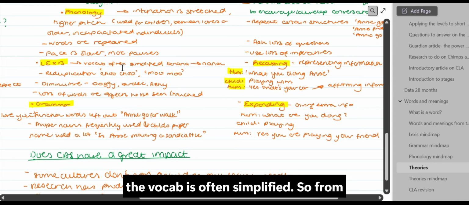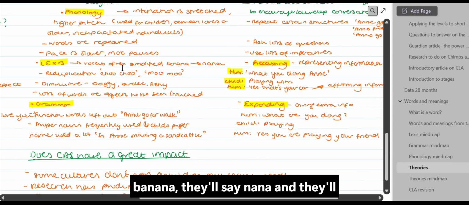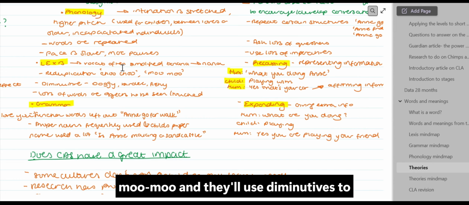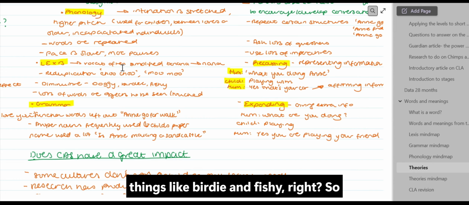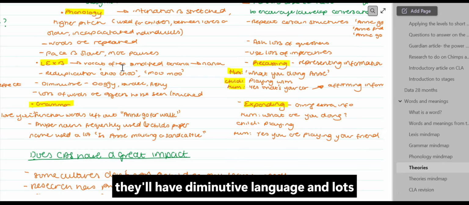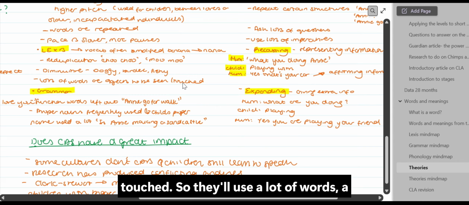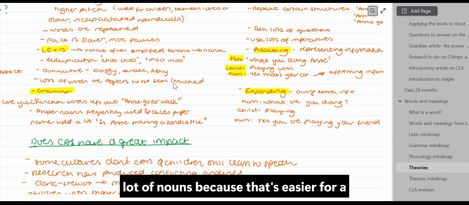Lexis or vocab is often simplified. So from banana, they'll say nana, and they'll reduplicate. So it's choo choo and moo moo, and they'll use diminutives to things like birdie and fishy, right? So they'll have diminutive language. And lots of words are objects to be seen and touched. So they'll use a lot of nouns, because that's easier for a child to comprehend.